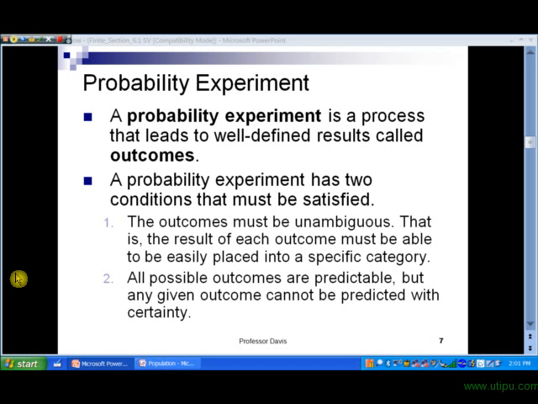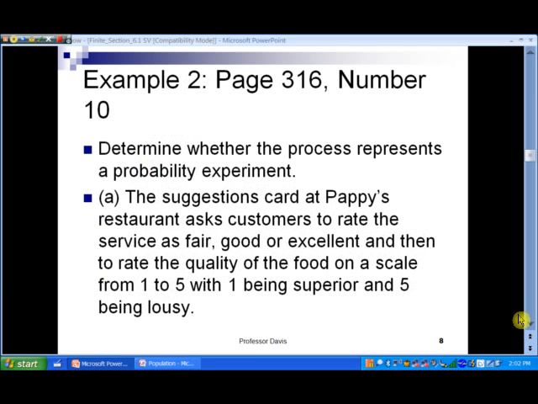And then the second condition is that all the possible outcomes have to be predictable, but on any given trial, the outcome cannot be predicted with certainty. In other words, there has to be somewhat of an element of uncertainty about it for an experiment to be a probability experiment. All right, well, let's take a look at an example and see if we can classify experiments as probability experiments here. So in example 2 on slide number 8, let's try this.